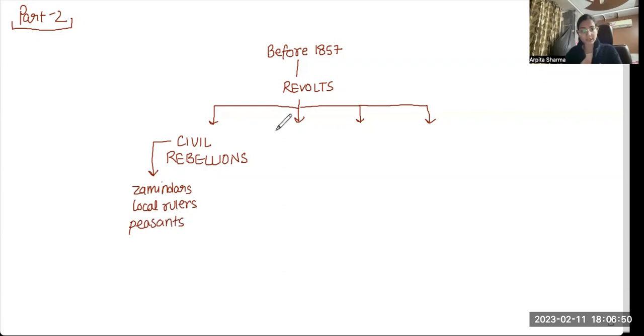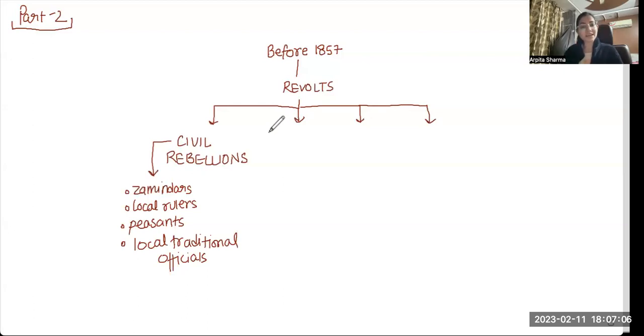The civil people were participating, and also the local traditional police, etc. Officers, you will write officials or officers. These were the people who were involved in the civil rebellions.